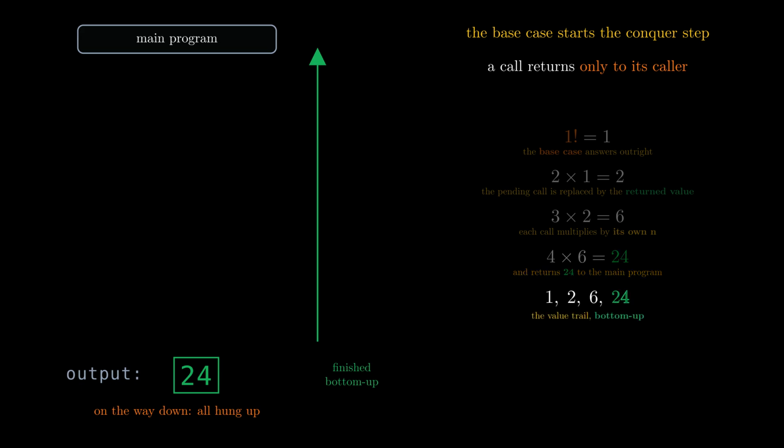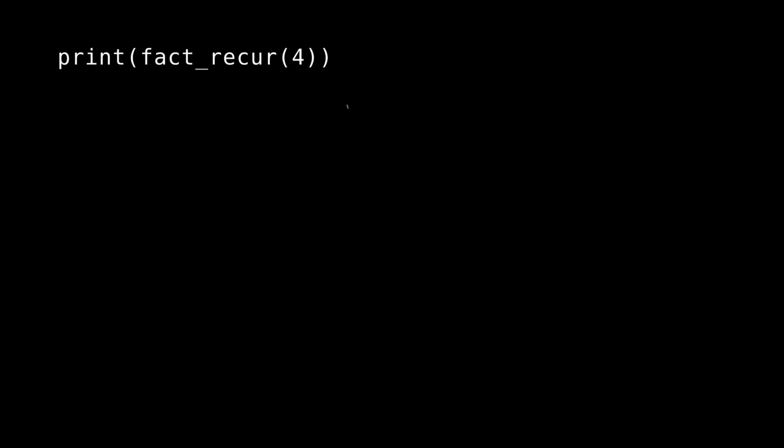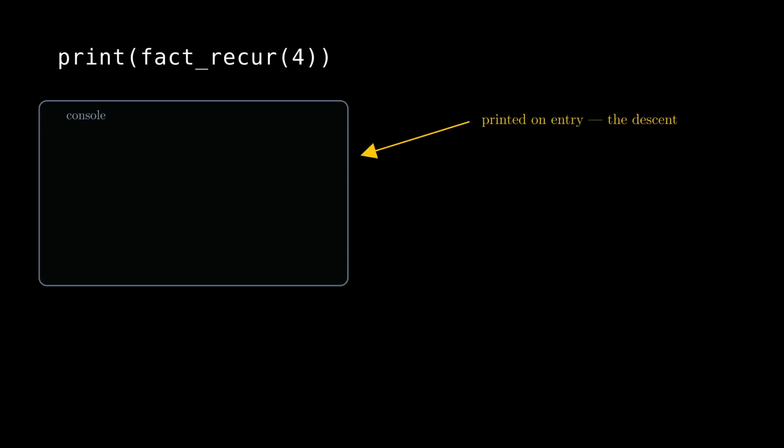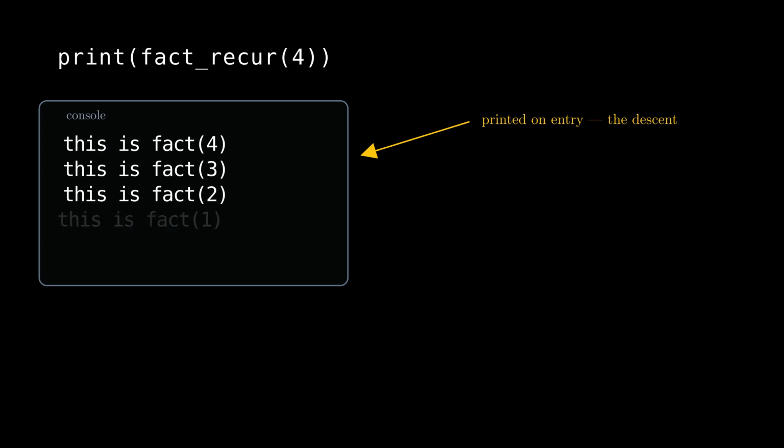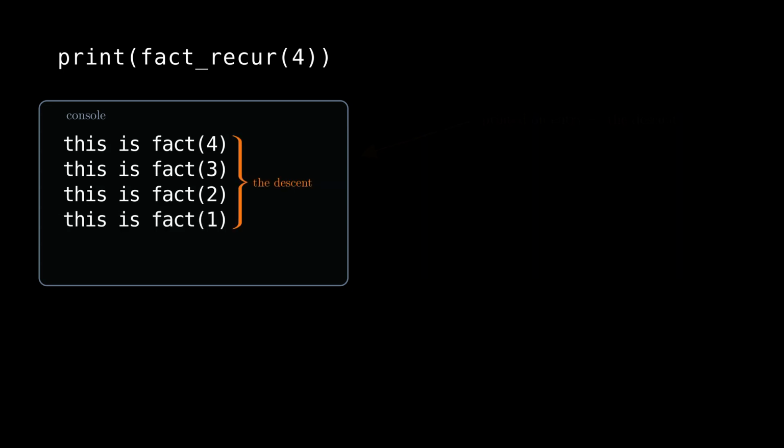Once the base case returned, every call finished, one by one, from the bottom up. Running the code confirms the story. Each call prints its message the moment it starts on the way down. So the console shows this is fact of 4, then fact of 3, then fact of 2, then fact of 1. 4 calls launched before any answer existed.